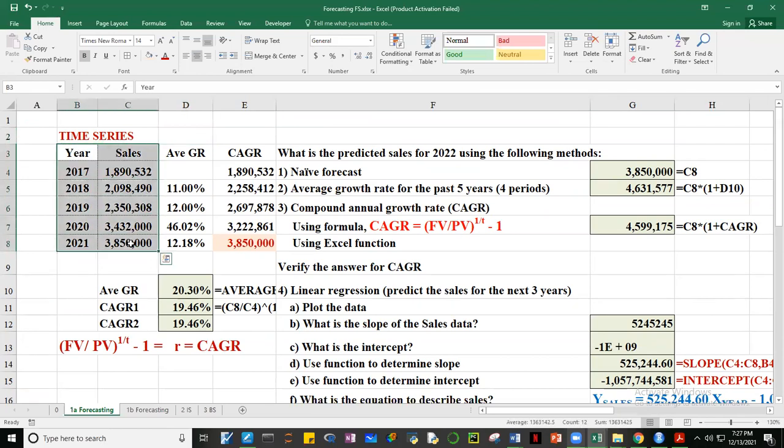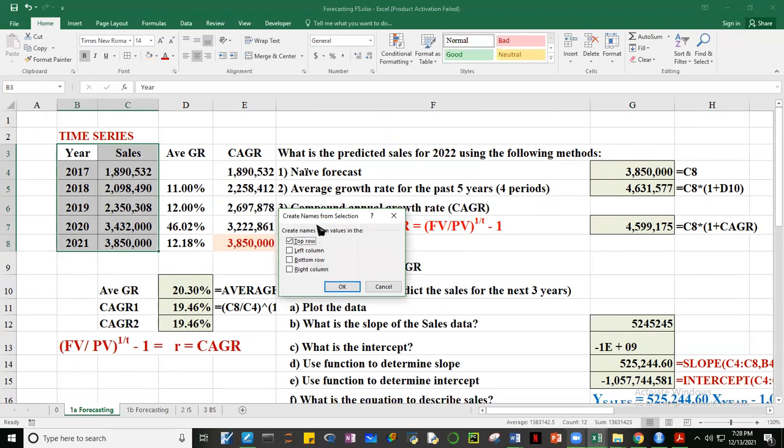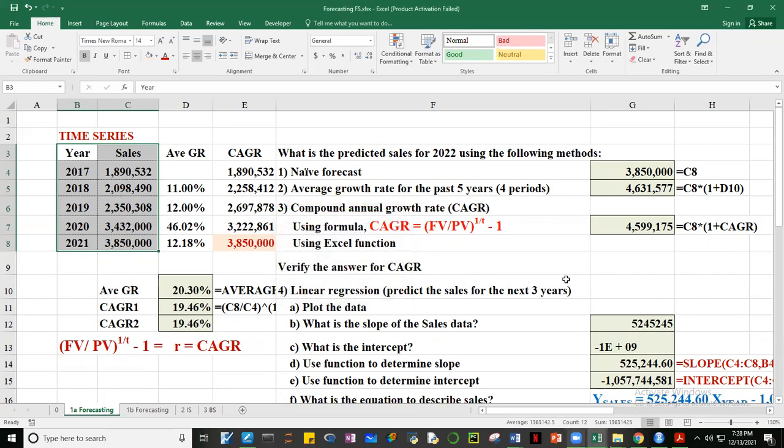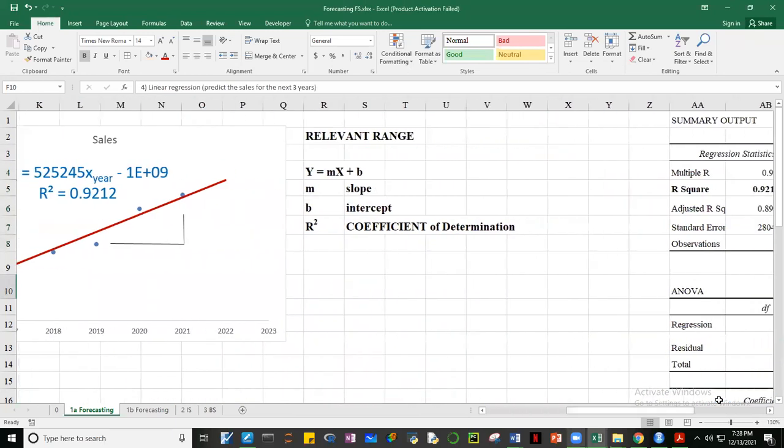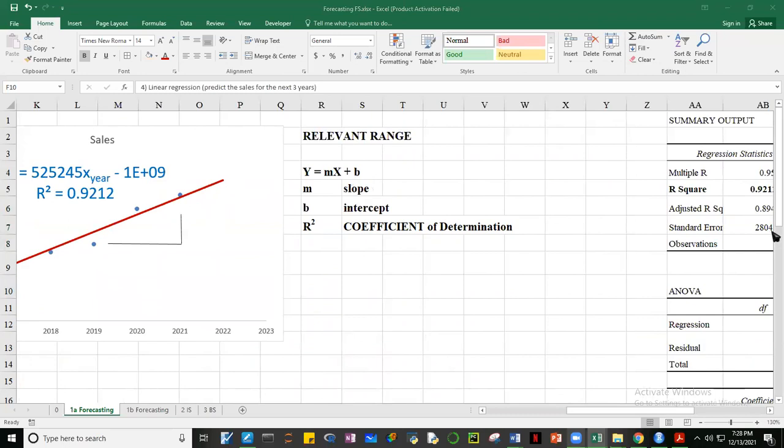Alala tong Control Shift F3, diba? Control Shift F3 allows us to use names. Okay, I'm saying here that yung 2017 hanggang 2021, I'll call it year. And yung sales is the name that I'll assign to these figures 180 hanggang 385. Okay. Para mas mabilis yung pag-model natin. Okay, so let's now forecast our sales.